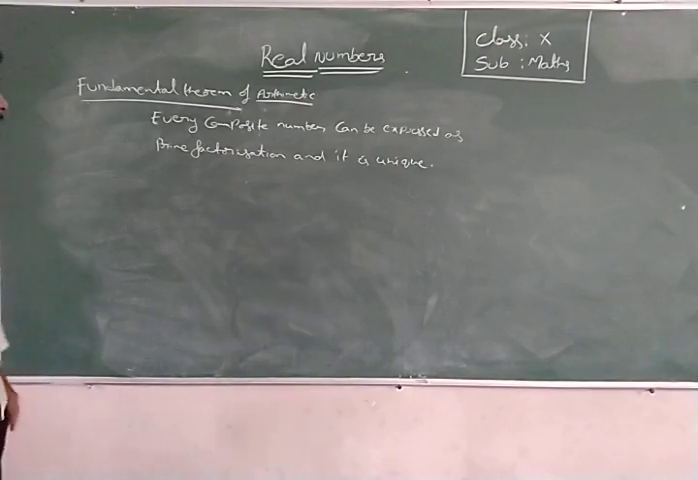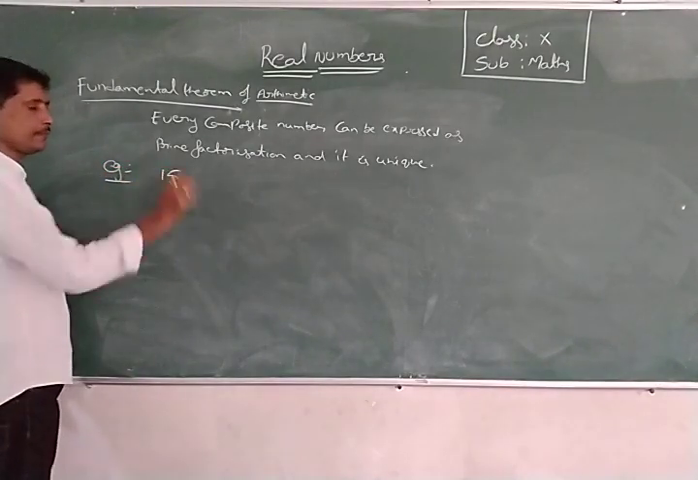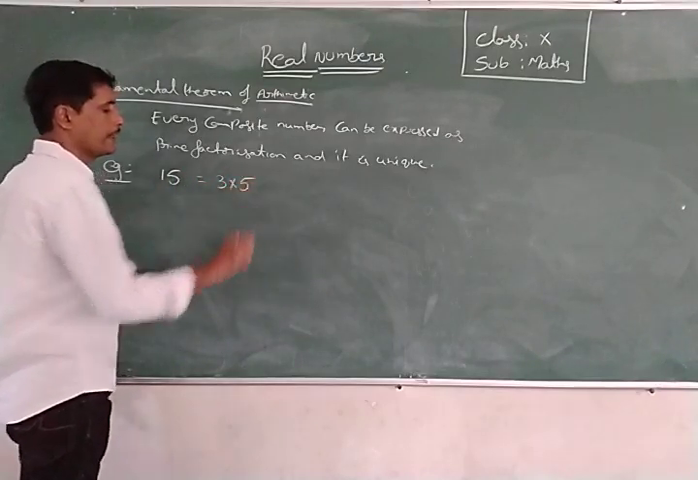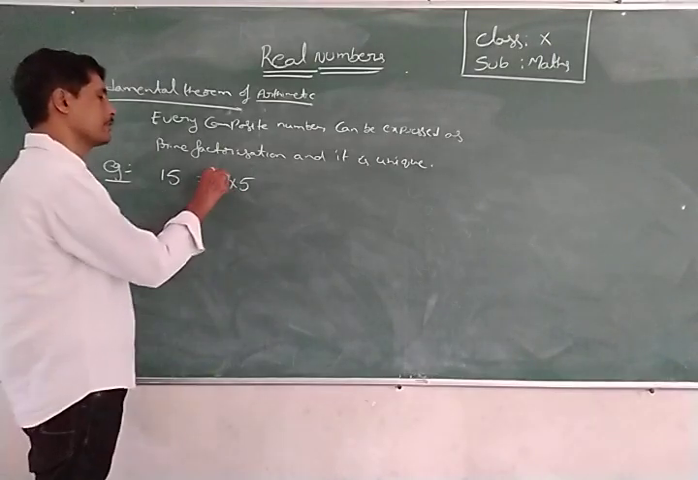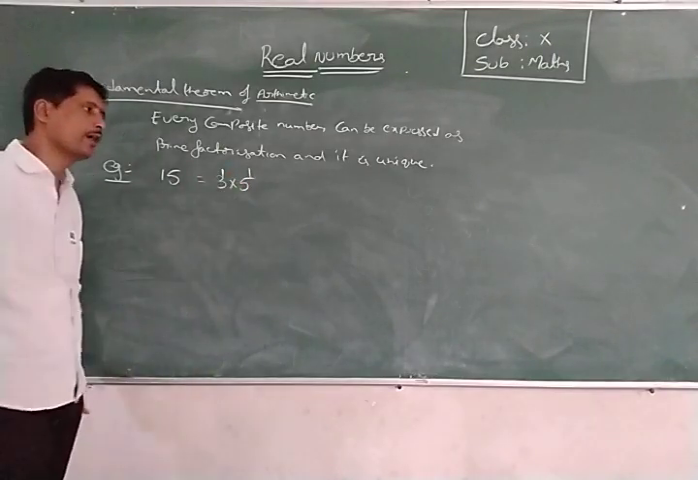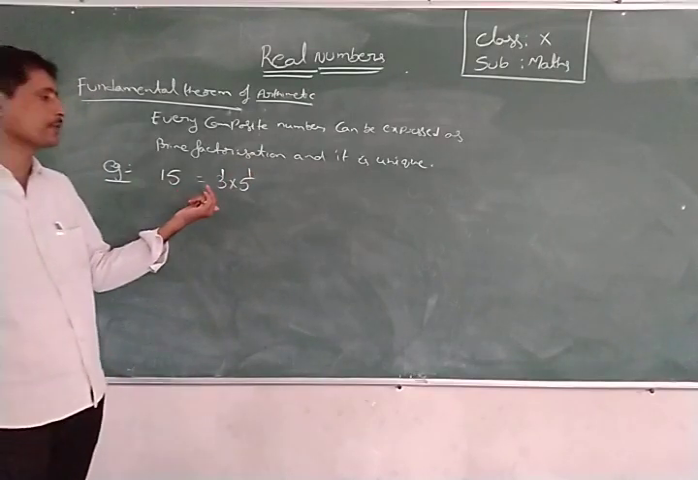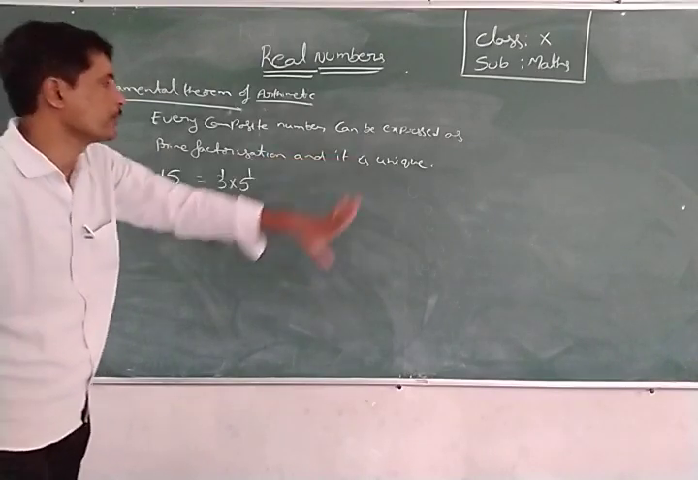What are prime numbers? Suppose, for example, 15 is given. It can be written as 3 into 5. Here 3 is a prime number and 5 is also a prime number. Each occurs only one time: 3 power 1 and 5 power 1. That is a prime factorization. This is the only method, therefore 3 into 5 or 5 into 3, and that is called unique.